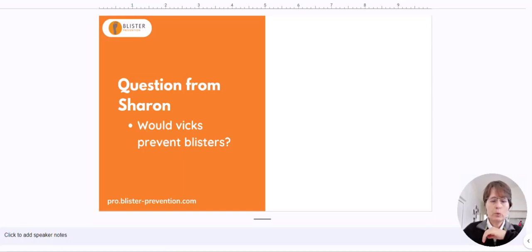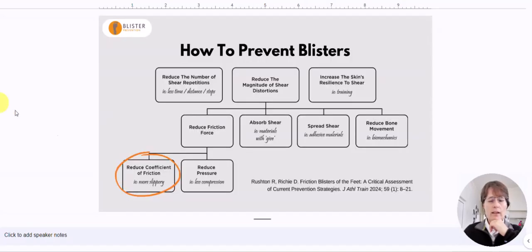Sharon asks, would Vicks prevent blisters? It probably would, Sharon, to the extent that it is a coefficient of friction reduction strategy. It's like a lubricant, it's like Vaseline. There's no other mechanism here by which it could work. So you might as well just use Vaseline or Body Glide or something.